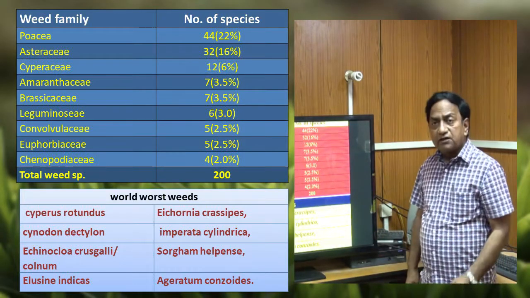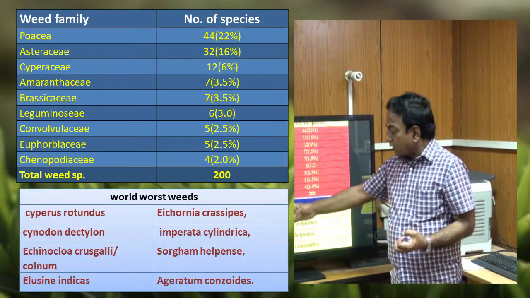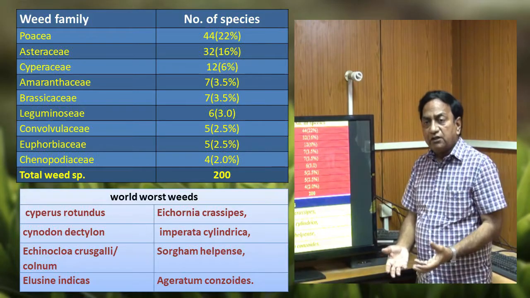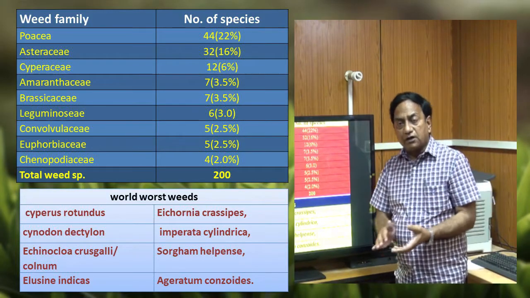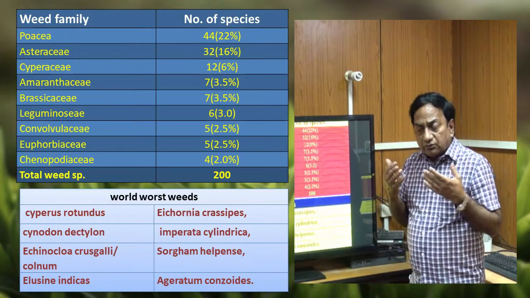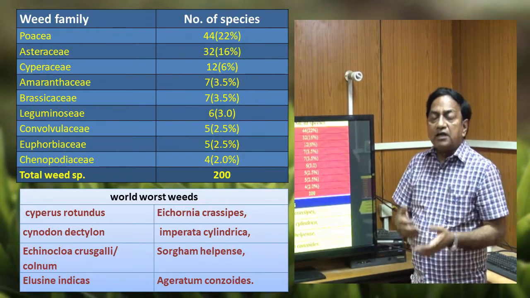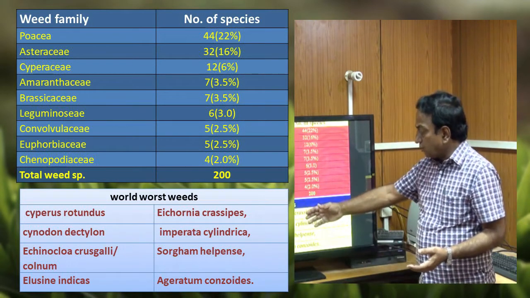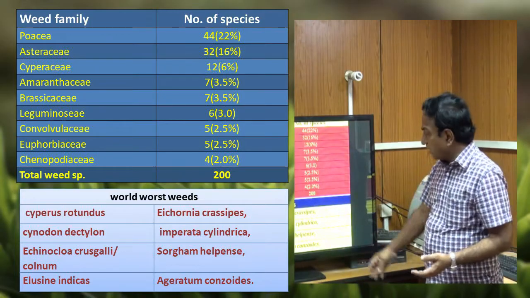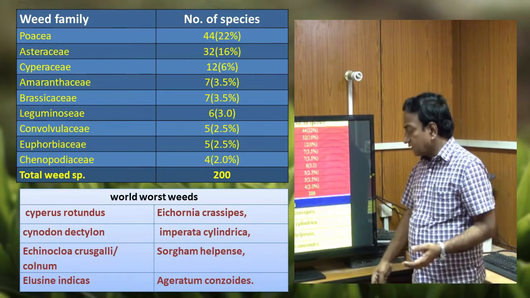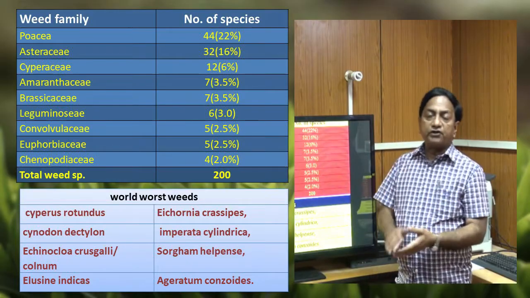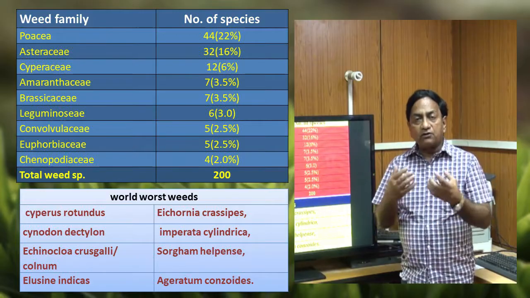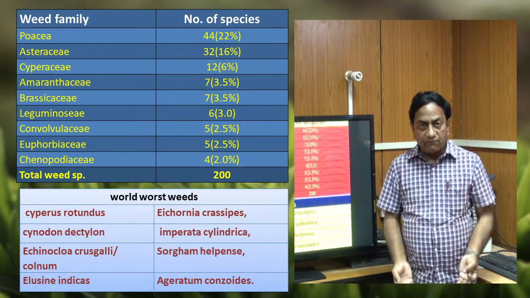Among the worst weeds is Cyperus rotundus. We know Cyperus rotundus is found in the field, and it propagates through underground rhizomes, so as long as the rhizome is present in the soil, it is very difficult to control. Similarly, Cynodon dactylon, Echinochloa crus-galli, Eleusine indica, Eichhornia crassipes, Imperata cylindrica, Sorghum halepense and Ageratum conyzoides are very difficult to control because they have special mechanisms to survive.